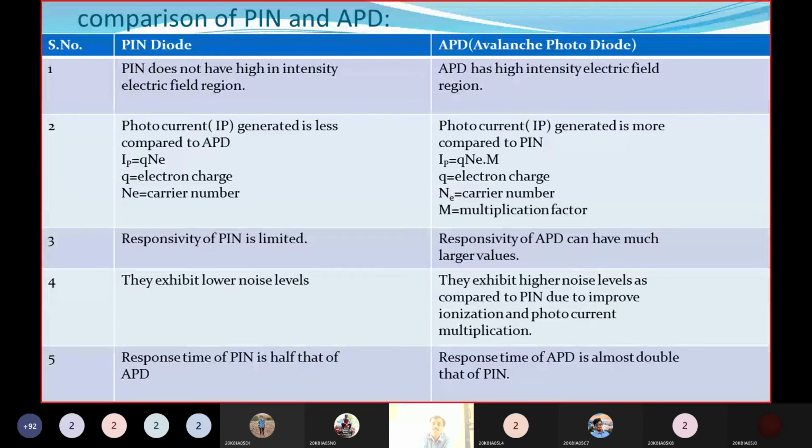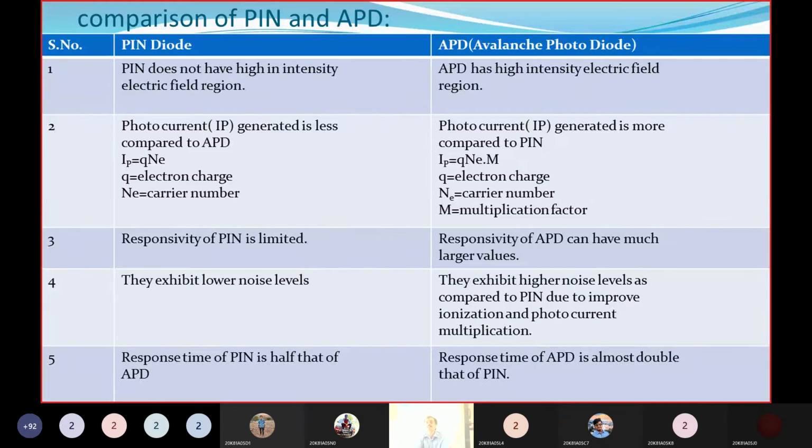But in case of APD diode, if you take one photon, so many electrons will be released because of the multiplication factor. Each electron collides with the surrounding electrons, and because of that process multiplication of electrons occurs. That's why the responsivity of APD can increase very high.